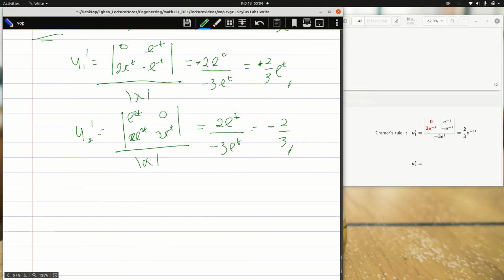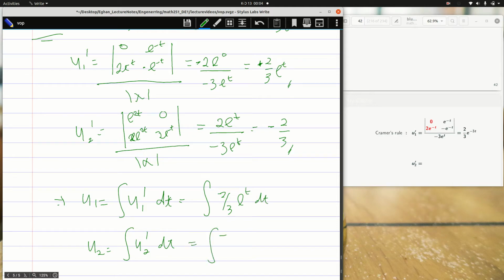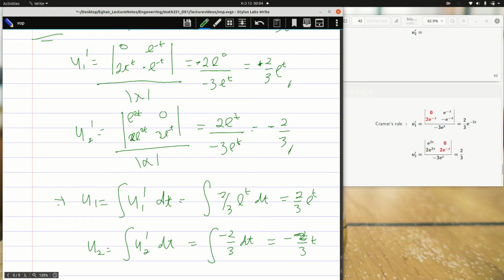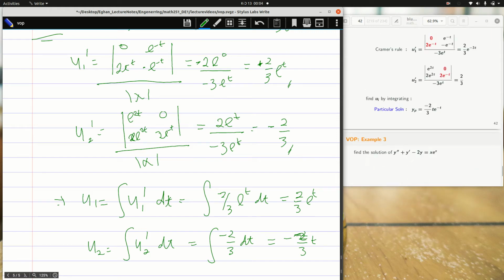And so I can simply find my u1 as the integral of that dt, and I can find u2 as the integral of the u2 prime dt. These are integrations. Integral of that, I get the same 2 on 3 e^t, and integral of this I have negative 2 on 3 t. I always want to verify. Okay, and so that is what we have.